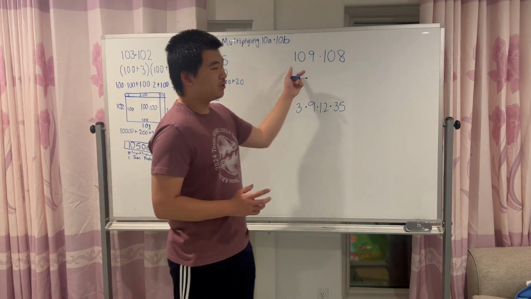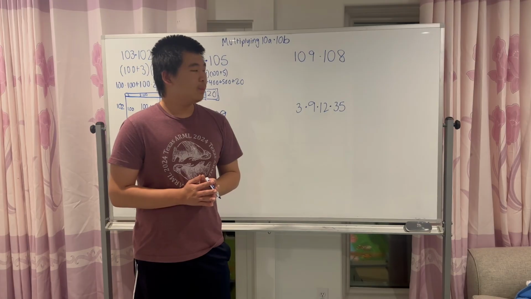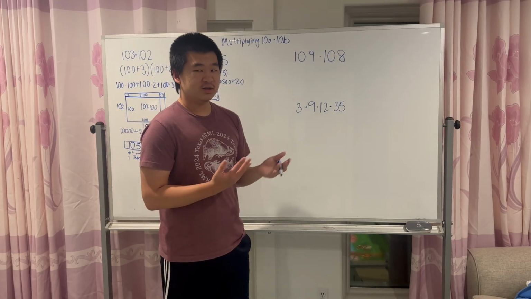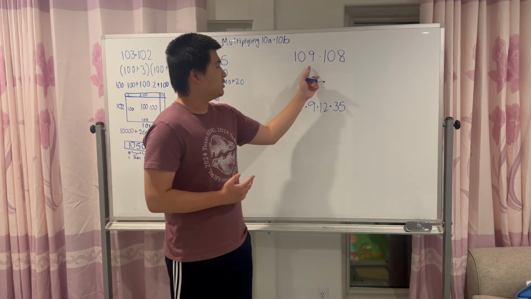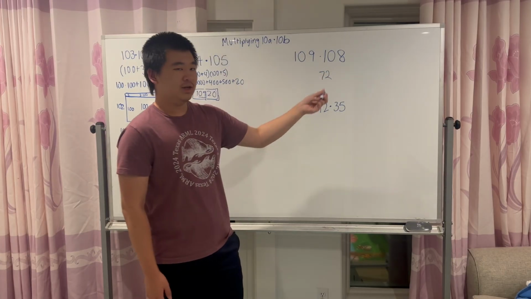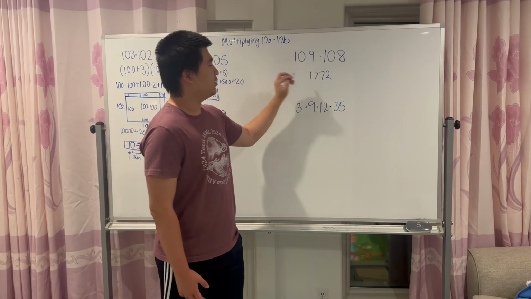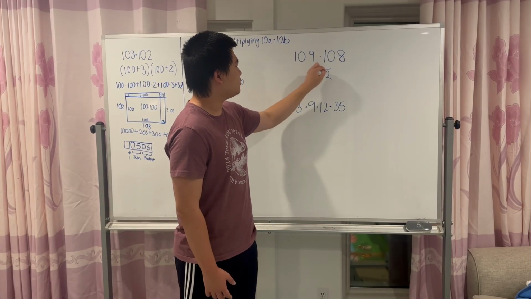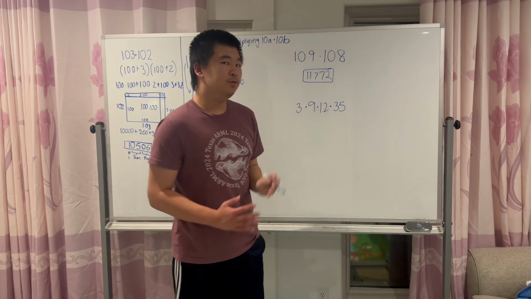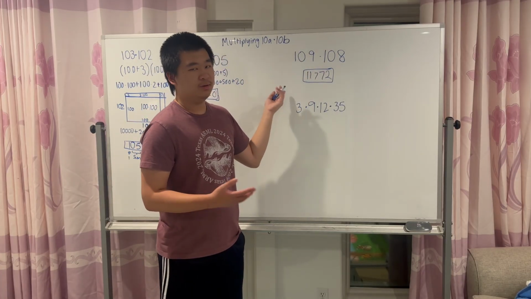Now, if you'd like to try this one, you can pause and take a crack at it for yourself. But of course, it's just going to be the same thing again. What's 9 times 8? It's 72. What's 9 plus 8? It's 17. And 1 times 1 is just 1. And this is our answer. This trick is so easy. You just have to add, you just have to multiply, and put a 1 at the start.